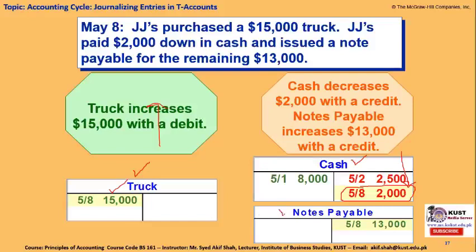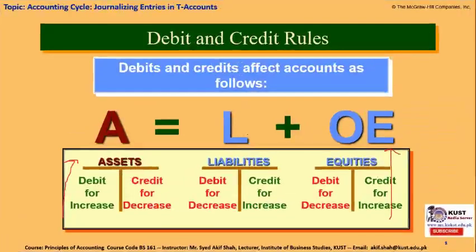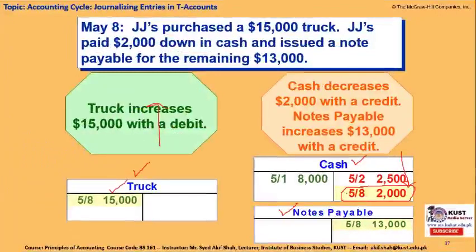Next, we have to generate the liability account name with notes payable. As we know, when there is an increase in the liability, as the rules state on slide number 8, let me show you once again. Liability rule states that when there is an increase in the liability, it will be recorded as a credit entry. Therefore, we have mentioned the notes payable liability account with a credit balance of $13,000.